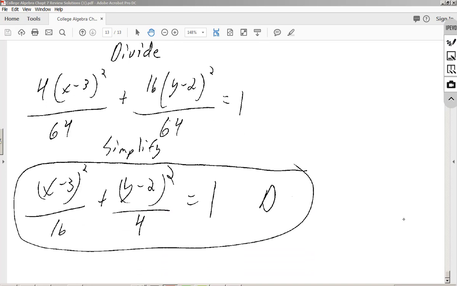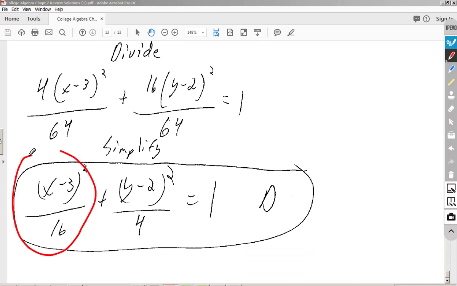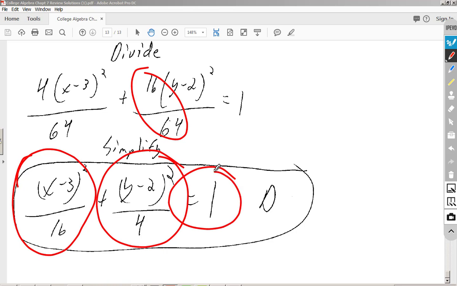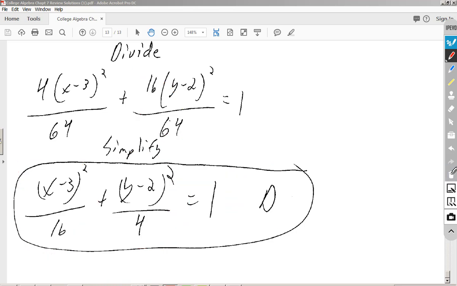Simplify that down, so 4/64 is going to become 1/16, and then 16/64 is going to become 1/4, and that all equals 1. And so that matches D. So in standard form, I've got (x - 3)²/16 + (y - 2)²/4 = 1.